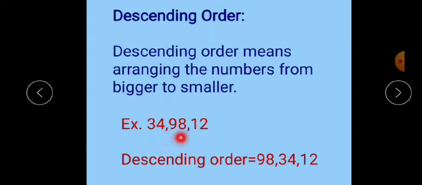Now among 34 and 12, 3 is the bigger. So this number 34 is the bigger. So after 98 we will write 34 and at last we will write 12. So descending order is 98, 34 and 12. Bigger to smaller. This is descending order of numbers.